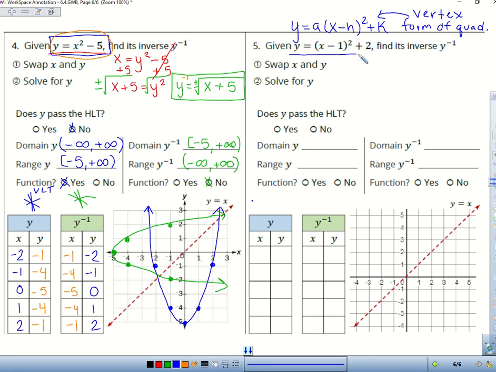What do you notice about the given function? It's vertex form of a quadratic. So we're going to come back to that and talk about why that's important. But first and foremost, we have to find this inverse. So I'm going to start by flipping my x and my y.